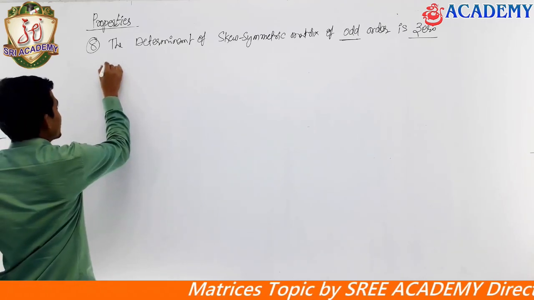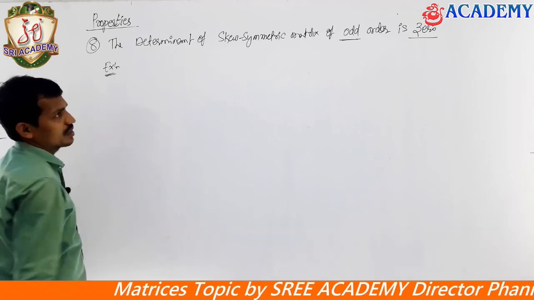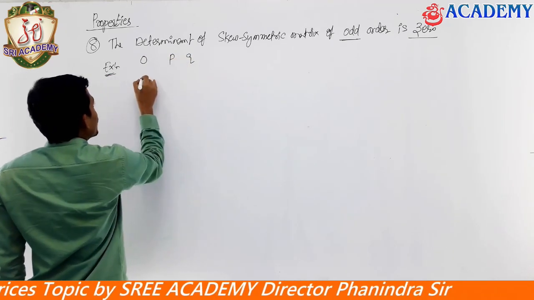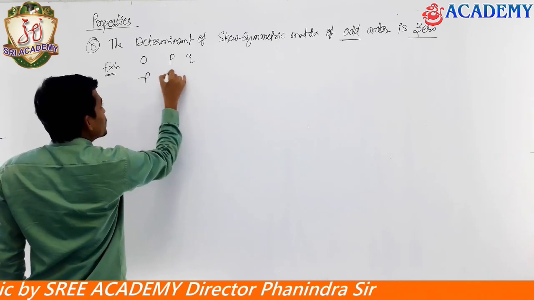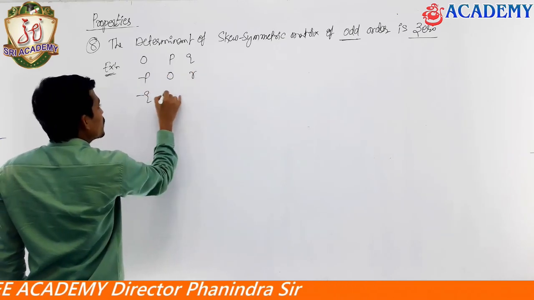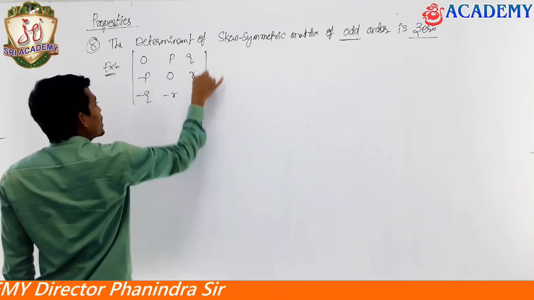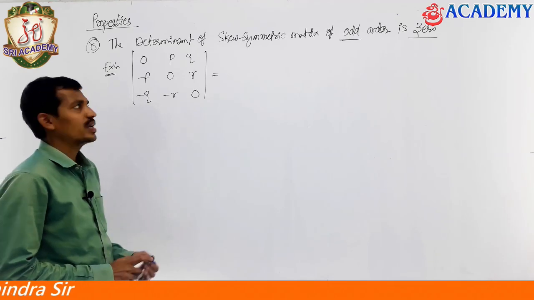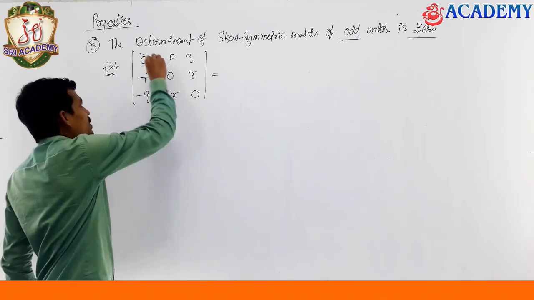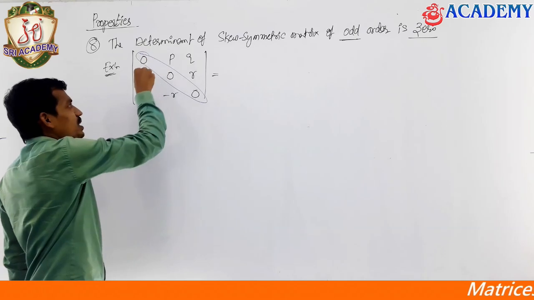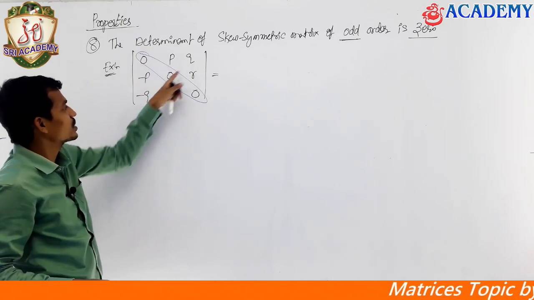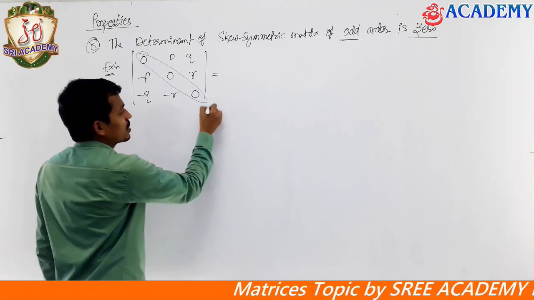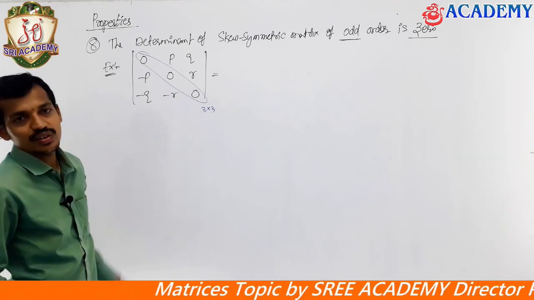Here I am writing one example: 0 p q, minus p 0 r, minus q minus r 0. He asked this as an ECET question. See here, the principal diagonal elements are always zeros, and the remaining elements are additive inverses. This is p, this is minus p, this is q, minus q, r, minus r. A skew-symmetric matrix, that too of odd order 3 by 3. If you find it, you are going to get 0.